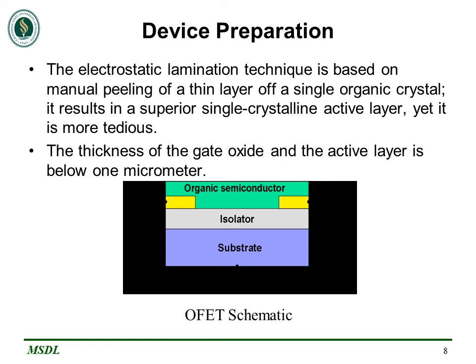The schematic of OFET is shown in the figure. Electrostatic lamination technique is based on manual piling of thin layer of a single organic crystal, so it results in a superior single crystalline active layer, but it is more tedious. The thickness of gate oxide and the active layer is below 1 micrometer.